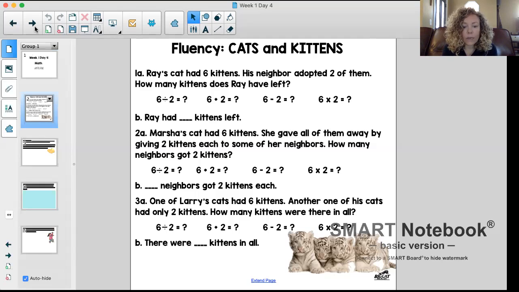3A, one of Larry's cats had 6 kittens. Another one of his cats had only 2 kittens. How many kittens were there in all? Those words in all tell us we are going to add. We have 6 plus 2 more kittens. There were 8 kittens in all.